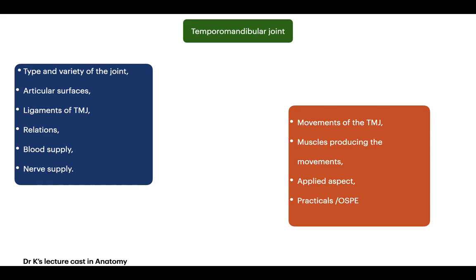Temporomandibular joint, we fondly call it TMJ. In this part 1, we will be discussing the type and variety of the joint, the articulating surfaces, ligaments of the temporomandibular joint, relations, blood supply and nerve supply. In another presentation following this, temporomandibular joint part 2, we will be discussing the movements of the temporomandibular joint, muscles producing the movements, applied aspect or clinical anatomy of the TMJ, and practicals or OSPE based questions.